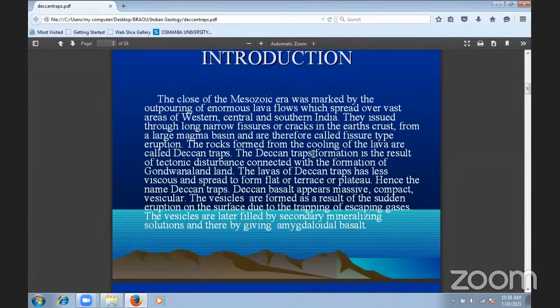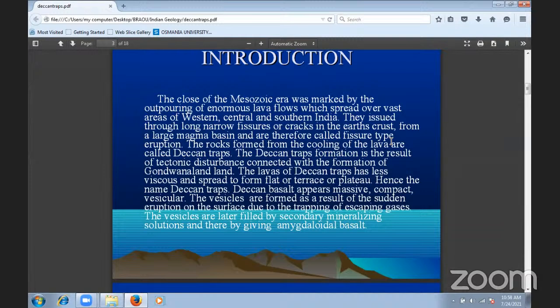That means a huge amount of lava flowed on the Earth's surface and occupied a vast portion of the surface, and slowly the lava crystallized and formed traps. These traps are called the Deccan traps.